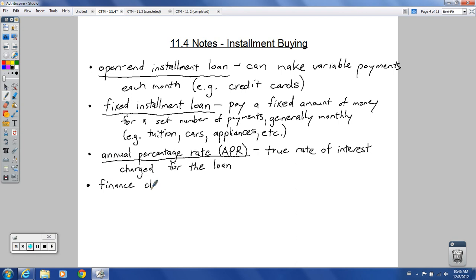Finance charge is kind of what it sounds like. It's what they charge you for the loan. That's what the charge is on top of the principal that you borrow. So it's the total amount the borrower must pay for use of the loan.